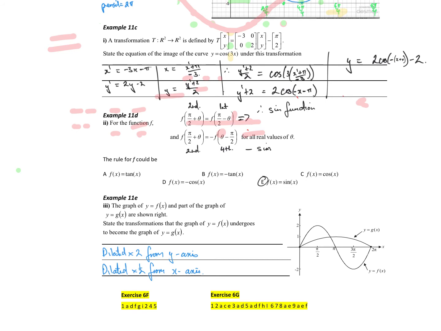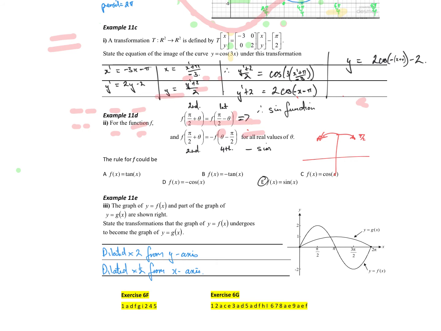All right. What about this multiple choice question? We've got f of pi on 2 plus theta is equal to f of pi on 2 minus theta. So what does that mean? So pi on 2 plus theta is the same as pi on 2 minus theta.